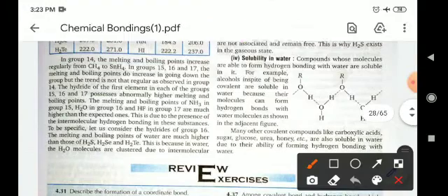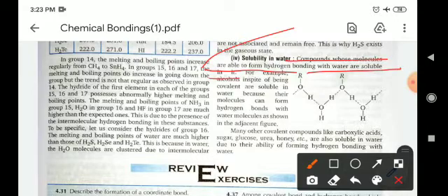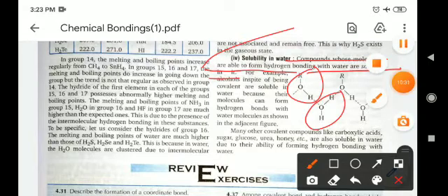Solubility in water. Compounds whose molecules are able to form hydrogen bonds with water are soluble in water. For example, alcohol ROH can form hydrogen bonds with water, due to which alcohol is miscible in water.